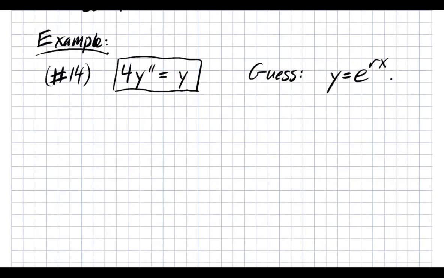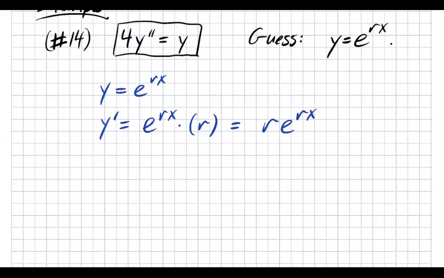Okay, so to do that, we will start with y equals e to the rx, and we will take its derivative. So y prime will be the derivative of the outside function, which is that, and then times the derivative of the inside function. The derivative of r times x with respect to x is r. So we will get r e to the rx. Okay, so that's the first derivative.